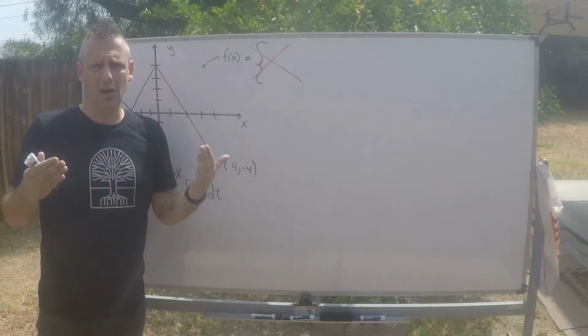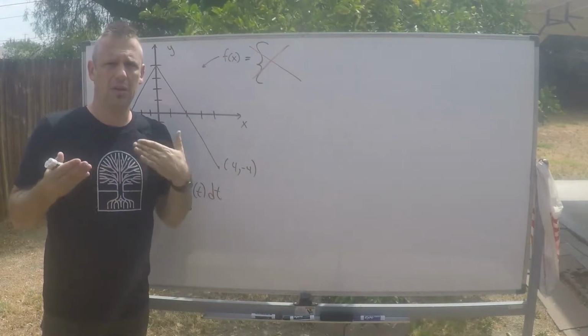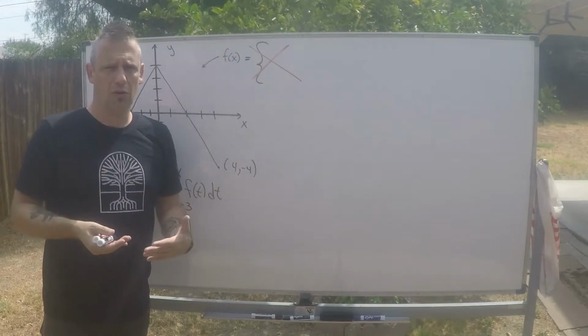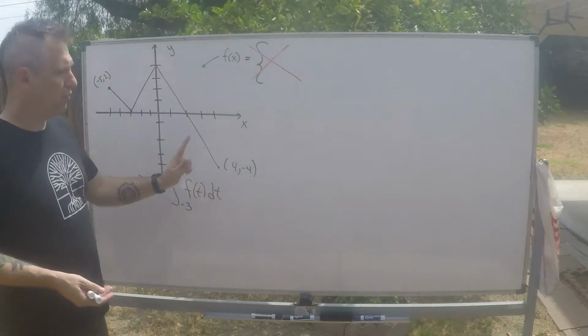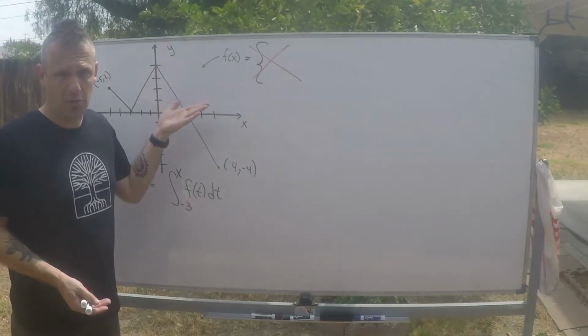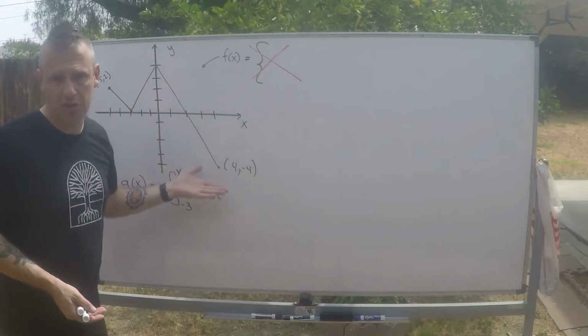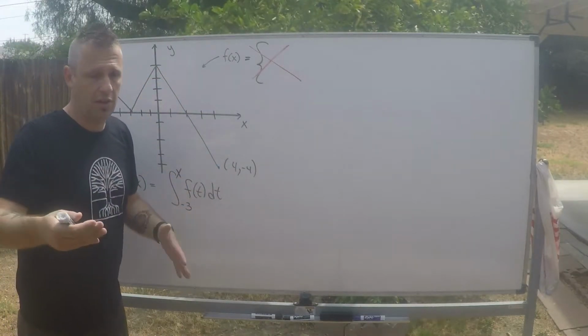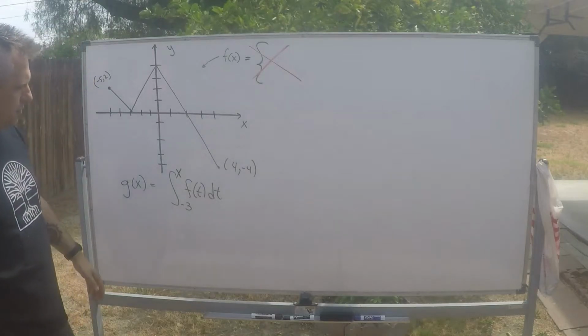It's not really an area, it's what we call a signed area, because remember, for the definite integral, if you're going forward and the function is above the x-axis, the area is considered positive. If it's below, it's considered negative, and then the opposite of that is true if we're going backwards.